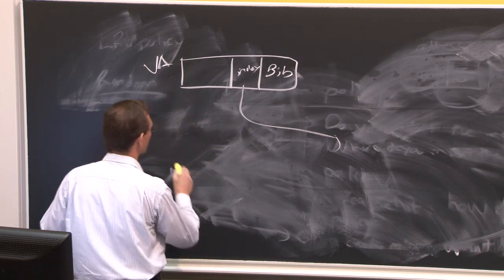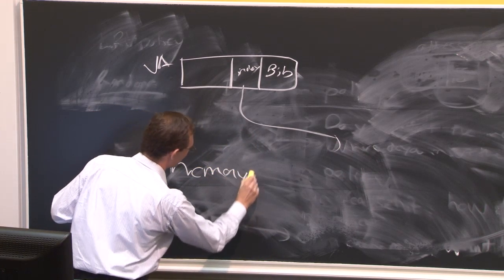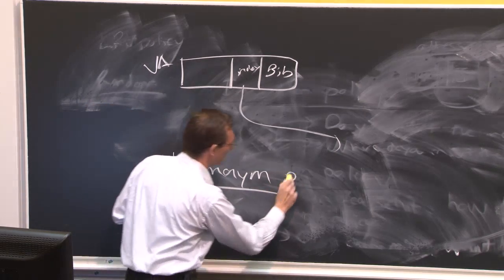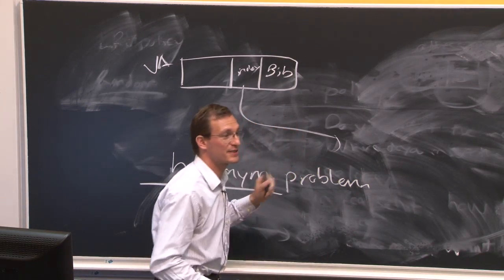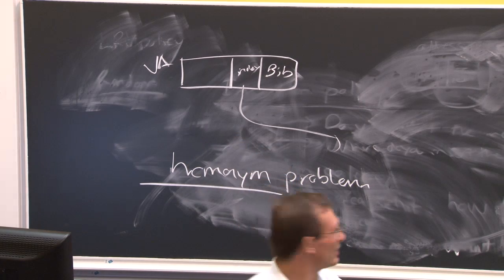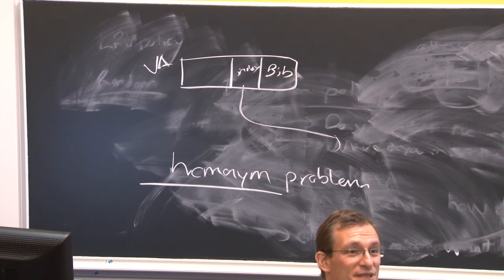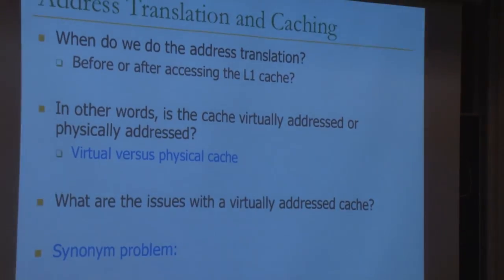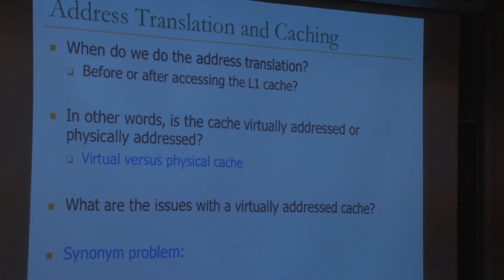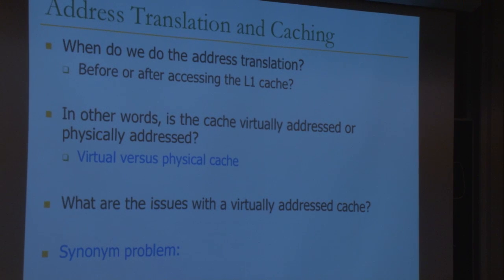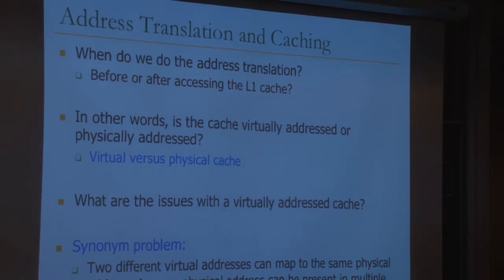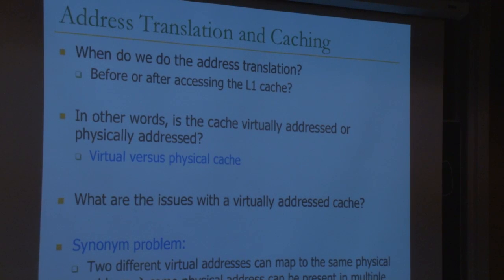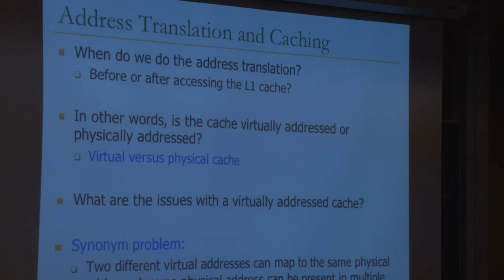So that's one problem, and this is called the homonym problem. Two virtual addresses mapped to the same physical address. Oh, the other way around. It's the same virtual address mapped to two different physical addresses. And you need to handle that. But there's also the synonym problem, which is what I said earlier. Two virtual addresses mapped to the same physical address. And this happens when different programs share data, right? Which means that the same physical address can be present in multiple locations in the cache, right? Which can lead to inconsistency in data.